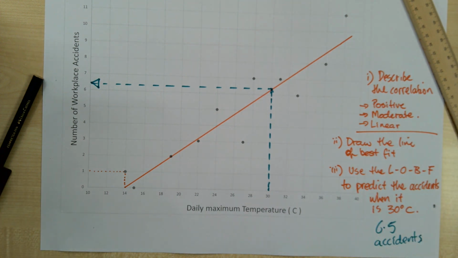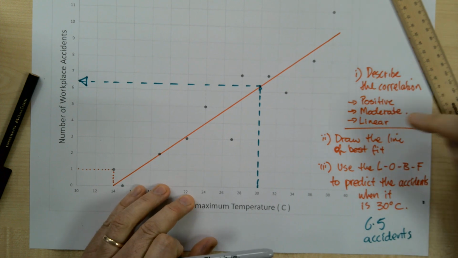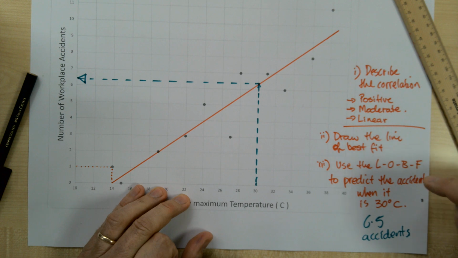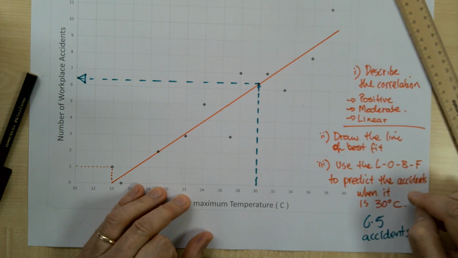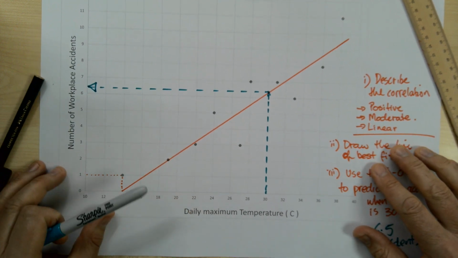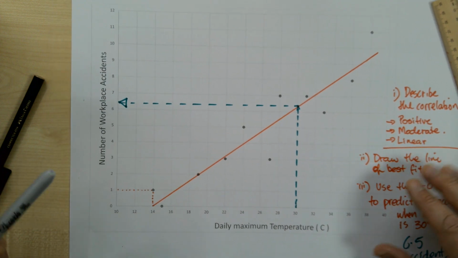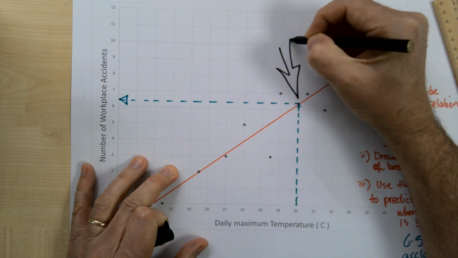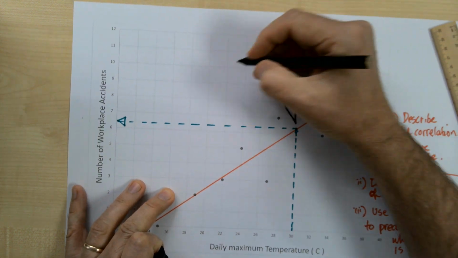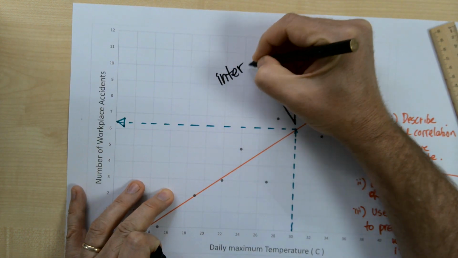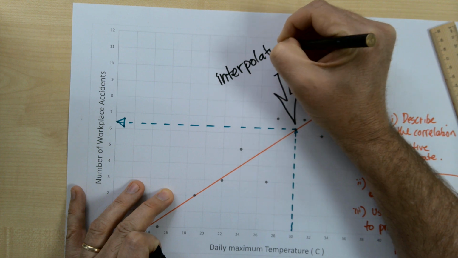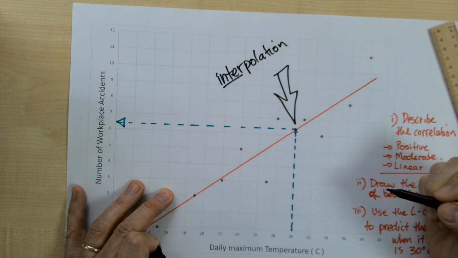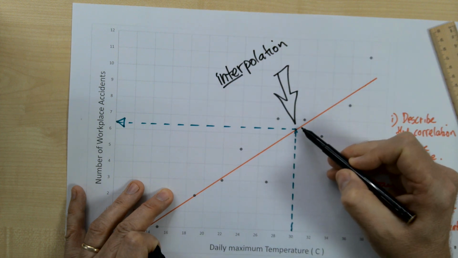Okay, so you will be asked these three things. Describe the correlation, draw in the line of best fit, and then use that line of best fit to make a prediction. One last parting thought. This bit here, which I've just done, that is called interpolation. Inter meaning within, you're making predictions inside the data.